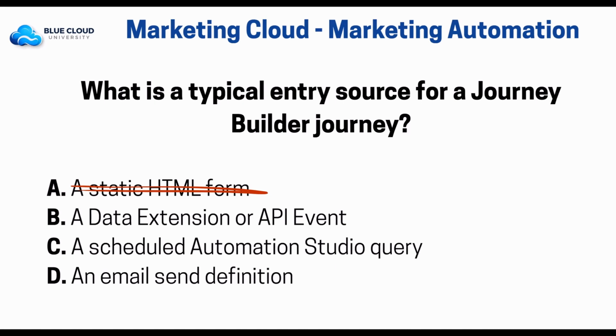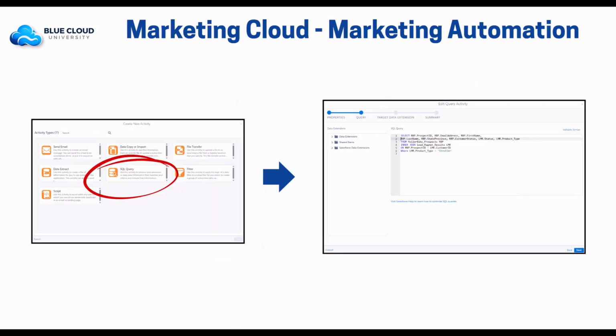And let's move to answer number C, which is saying a scheduled Automation Studio query. Well, is this a possible thing? Well, if we talk about Automation Studio, can we create a query, which is basically a little robot that will run some code for us? So the answer is yes. We can go out and create a SQL query. And then we can put our code in here that says, I want you to grab this data from these locations and sort it out. And I can even ask you to put this data into a data extension for us.